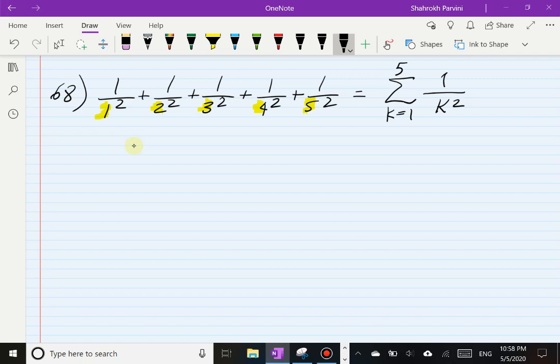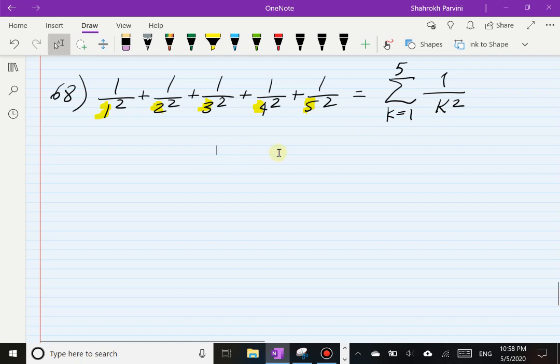Once you put k equals 1 in, I get 1 squared. So this is going to be 1 squared. That's when k is 1. When you put 2, you get 2 squared, 3 squared, 4 squared, 5 squared. That should work. There is number 68 for you.